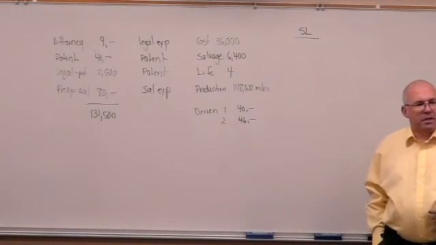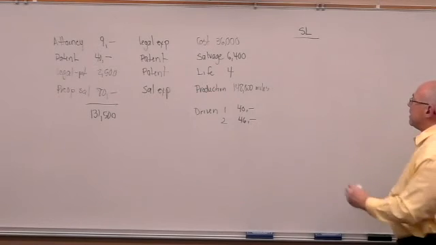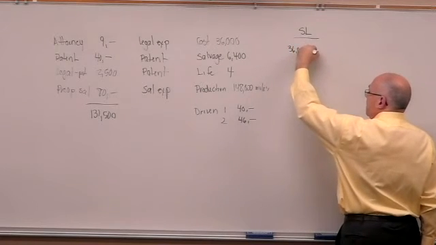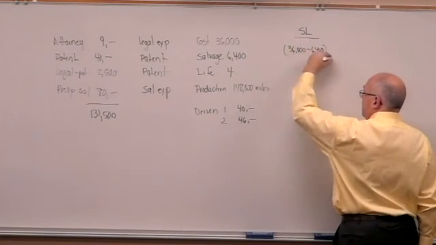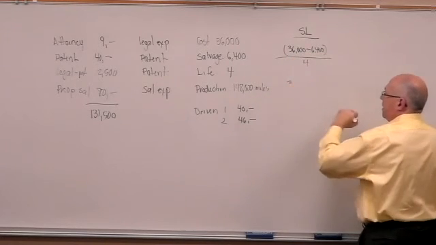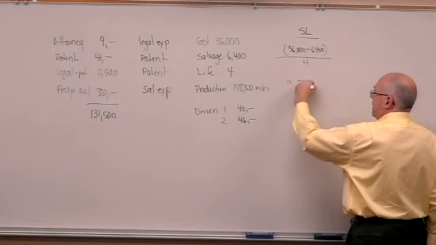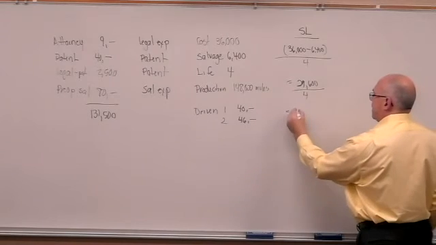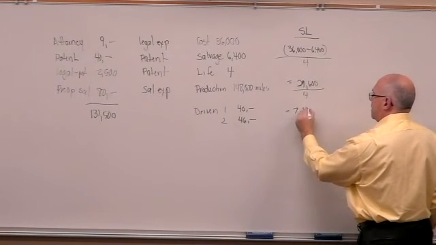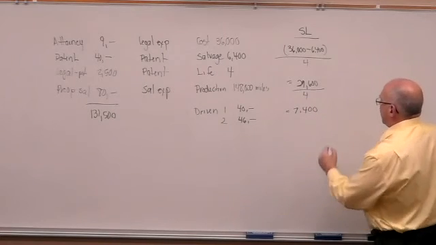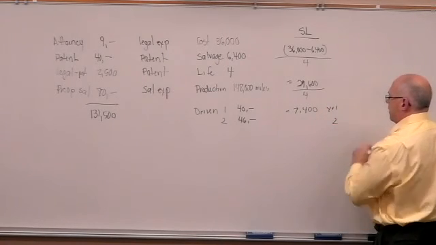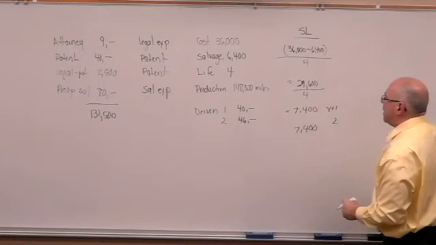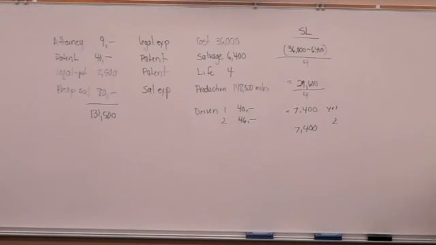So how much depreciation do we take in year 1 using straight line? We have a cost, 36,000. Salvage of 6,400. That's going to be over 4. That equals 29,600 over 4 equals how much? 7,400. And that's for year 1. How much in year 2? The same. Any questions about straight line?